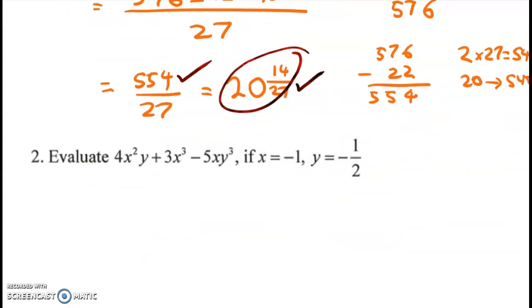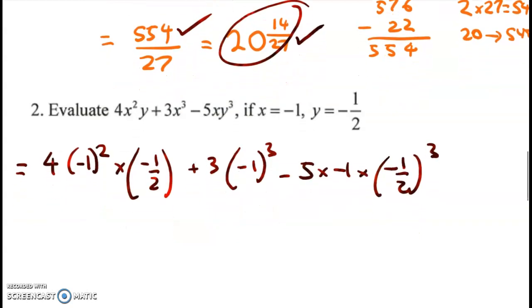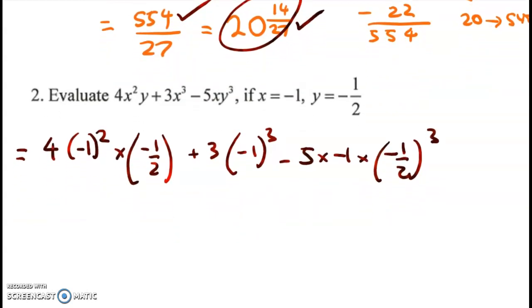More fraction stuff to chuck in. So pause the video and have a go. Show your substitution. So it's 4 times -1 squared times -1/2 plus 3 times -1 cubed minus 5 times -1 times -1/2 cubed. Right, lots of negatives to work out and lots of powery things.